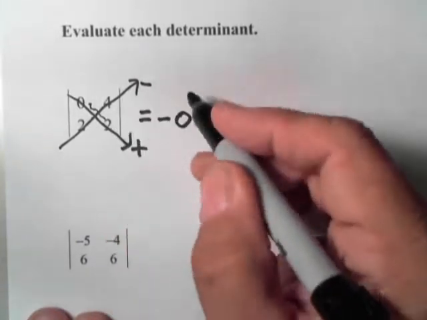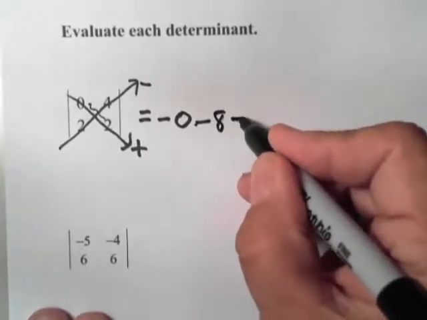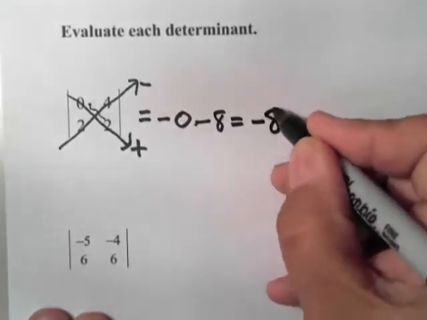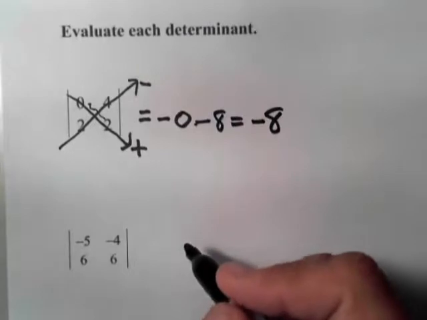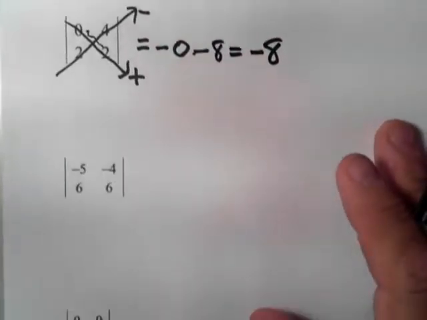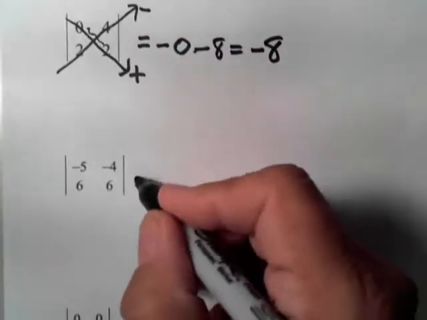And 4 times 2 is 8. So the value of this determinant would be negative 8. Okay, let's move down to another one here.